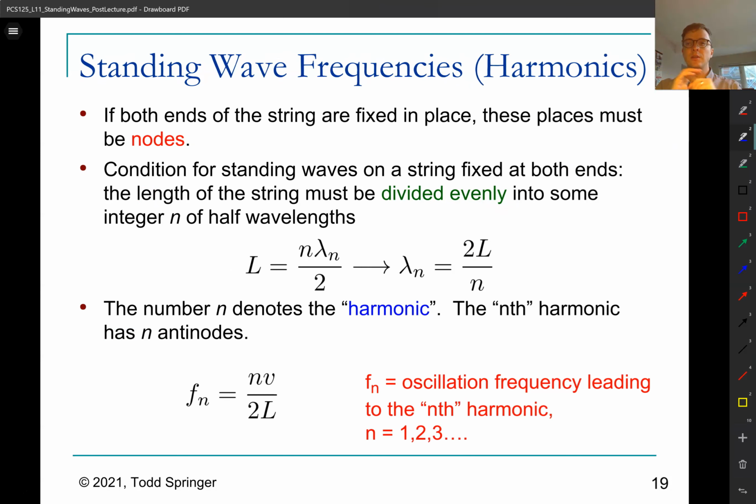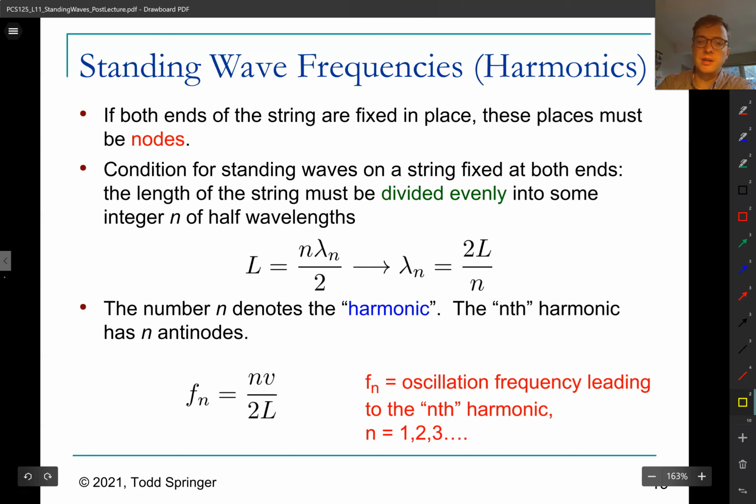So that's the key point when I'm talking about a string which is fixed at both ends. Just like a violin, I've got one end of the string fixed and the other end fixed. If I can set up a standing wave in that string, it has got to have the ends being nodes, because those two fixed points can't move at all. And we know that the nodes are half a wavelength apart. So the length of the string between one fixed end and the other has to be some multiple of half the wavelength. I need to have an integer number of half wavelengths fitting into the string.